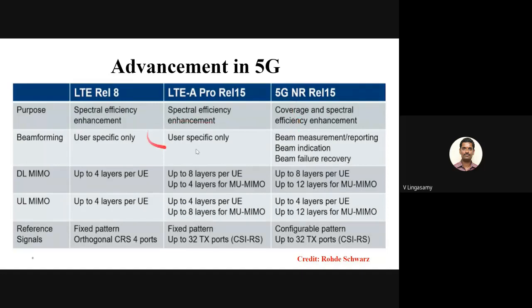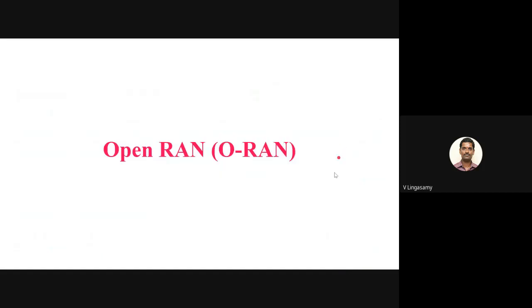Okay, but here it is user specific only. Here you see there is no beam management done over here. Failure recovery, nothing is done over here. But here it has intelligence to do all these things. And you can see that 8 layer per user, 12 layer multi-user MIMO, all that stuff is being used over here. Okay. Now, okay, 3GPP.